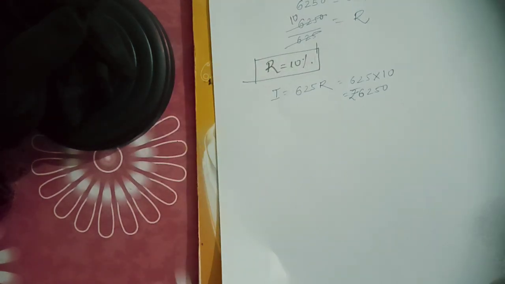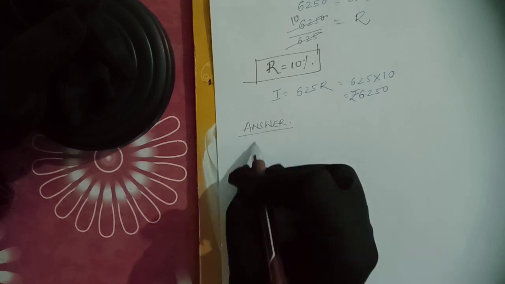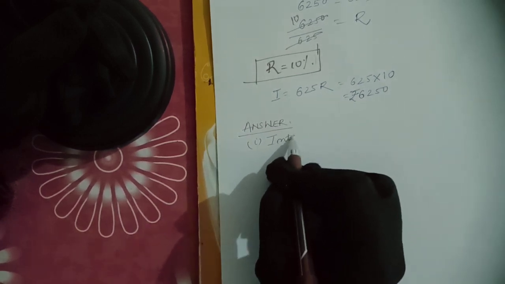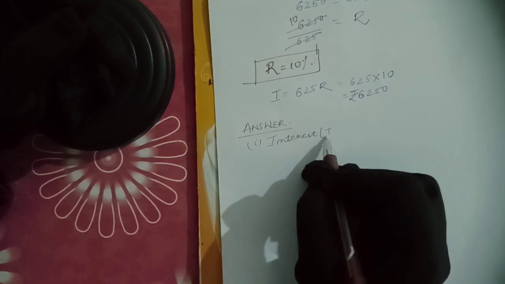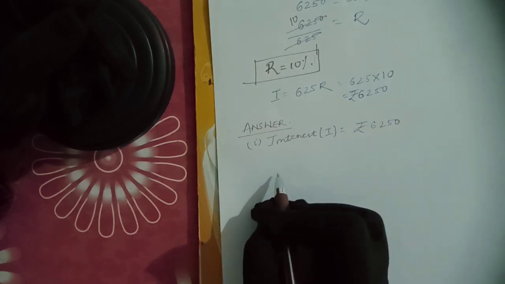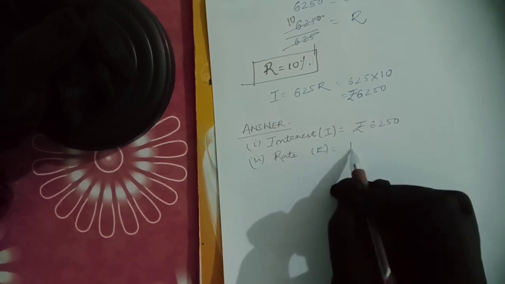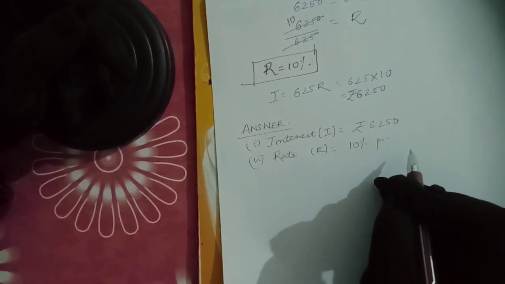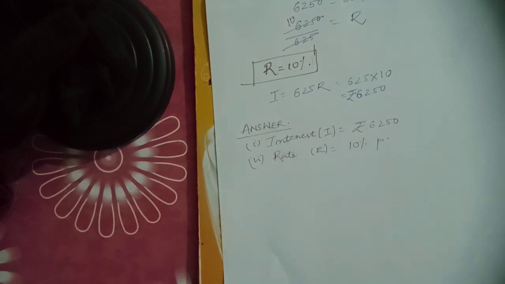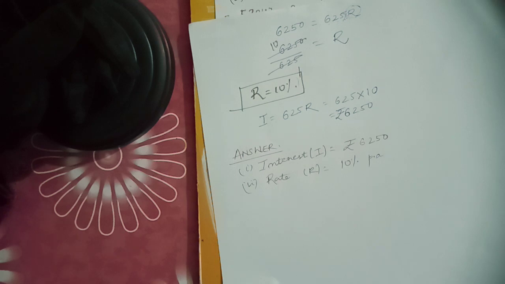So let's write the final answer. We have found both the values which we were asked to find. In the first bit, the interest, which we have denoted by I, is equals to rupees 6250. And what is the rate we have got? Rate is 10% per annum. Okay, so that's it. Thank you.